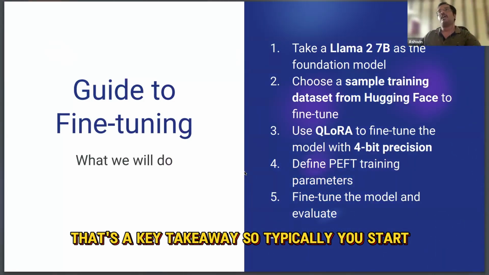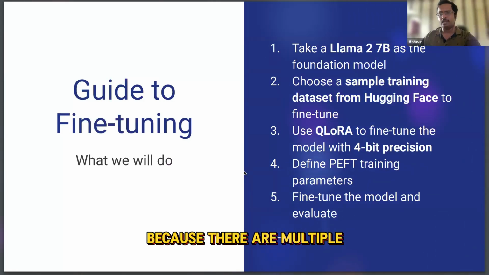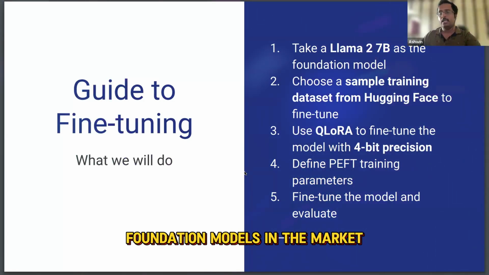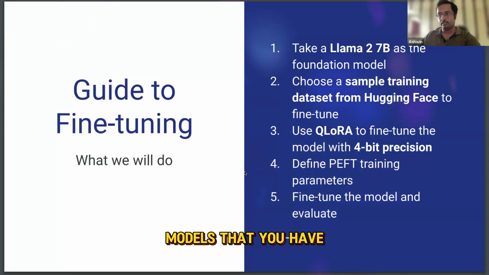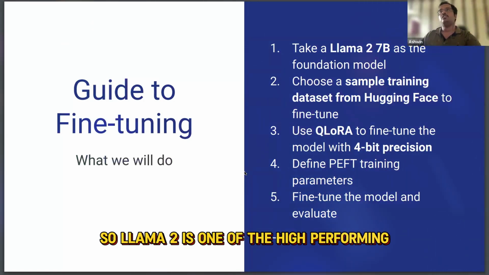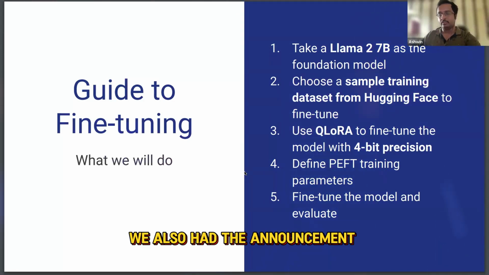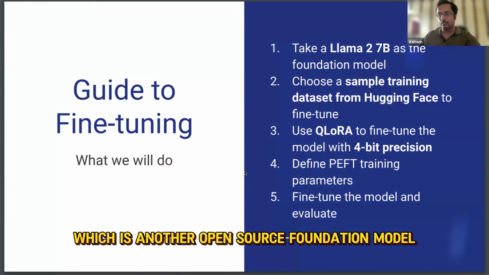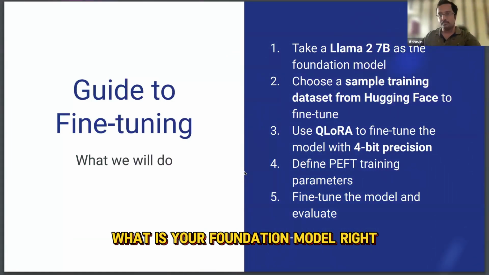So typically you start with a foundation model. This is something that you identify because there are multiple foundation models in the market. Not all are open source. So it's a combination of open and closed source models that you have. Llama 2 is one of the high performing open source models. I think last week we also had the announcement from Databricks on DBRX, which is another open source foundation model. So the first step is to identify what is your foundation model, right?